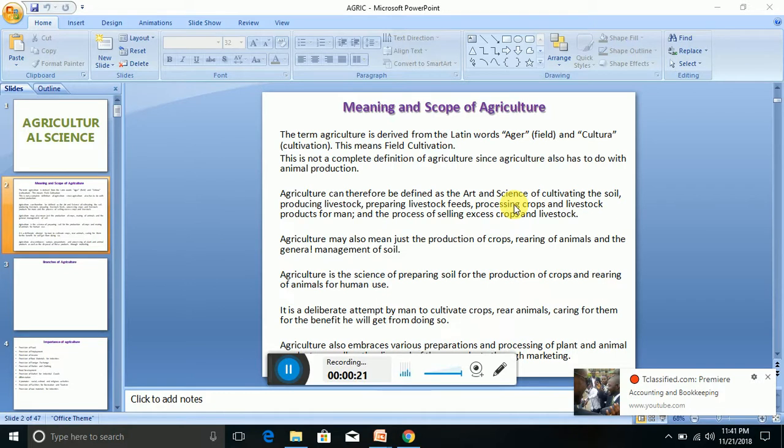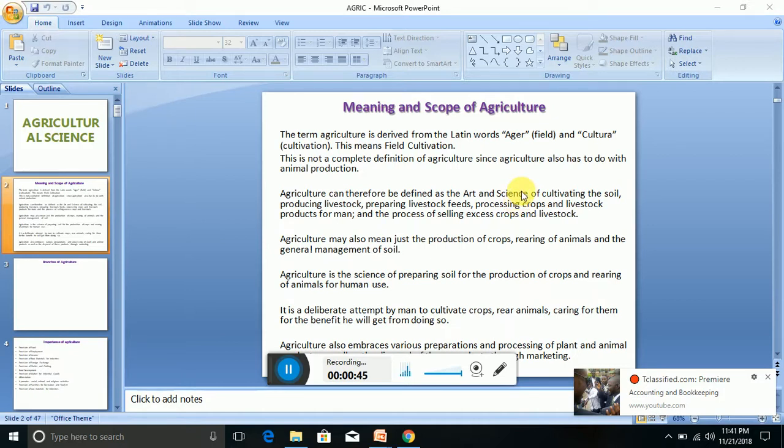The term agriculture is derived from Latin words agar, that means field, and cultura, that means cultivation. So it simply means field cultivation, farming, farming to produce crops, maize, rice. That is agriculture. But agriculture is not limited to that.